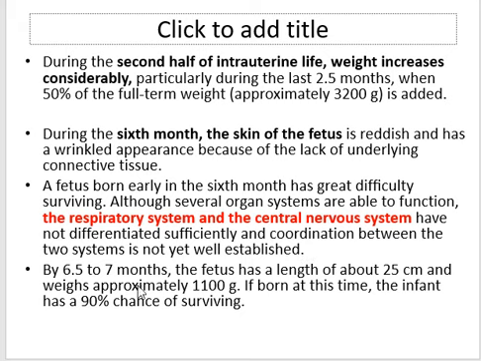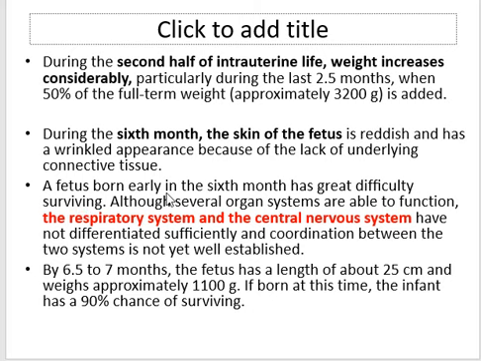By 6.5 to 7 months, the fetus has a length of about 25 centimeters and weighs about 1100 grams. If born at this time, the infant has a 90% chance of surviving because of the coordination of the respiratory system and central nervous system. And we can read it again.